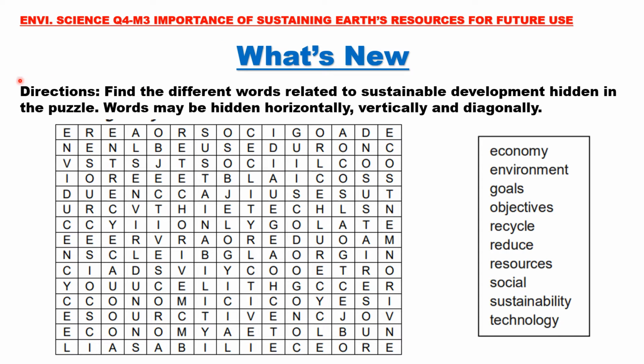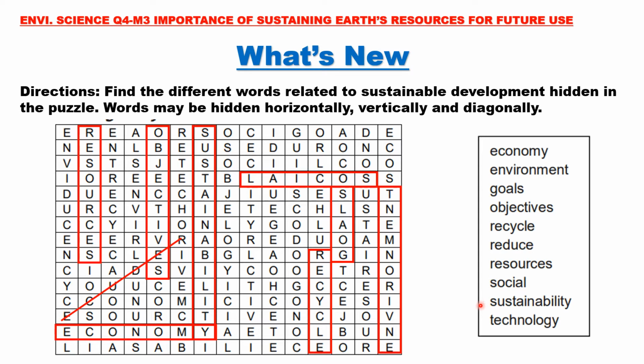What's new? Find the different words related to sustainable development hidden in the puzzle. Words may be hidden horizontally, vertically, and diagonally. First word, economy. Number 2, environment. 3, goals. 4, objectives. 5, recycle. 6, reduce. 7, resources. 8, social. 9, sustainability. And number 10, technology.